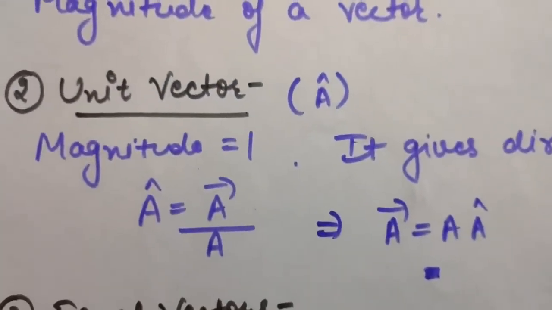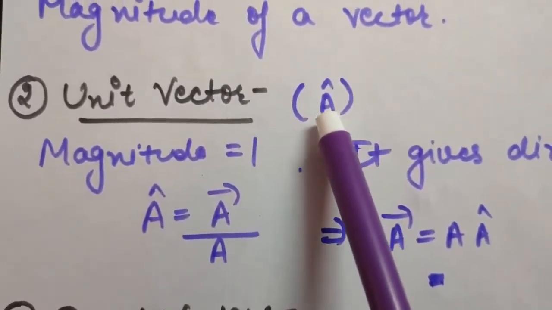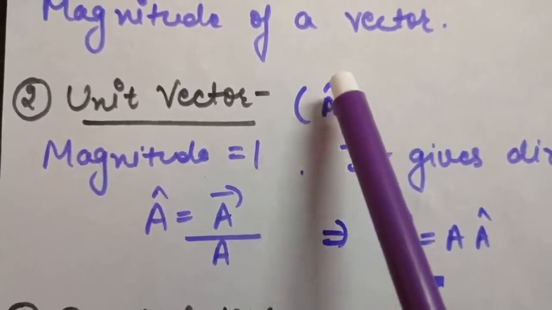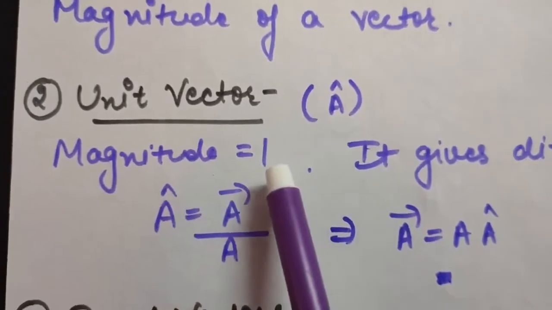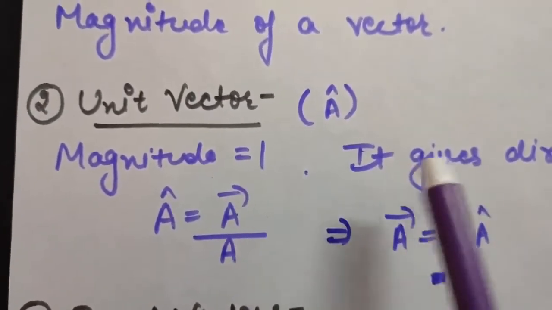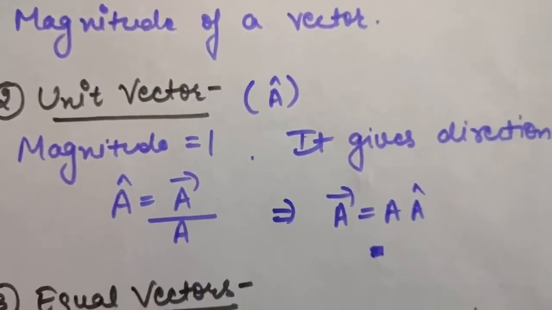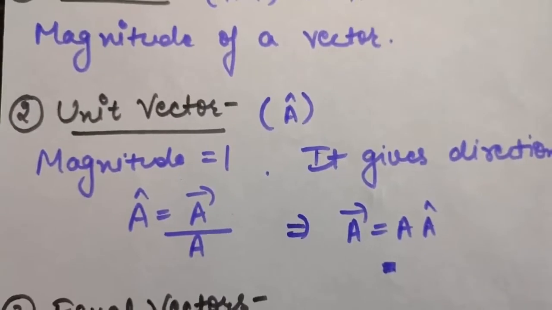Next is the unit vector. A unit vector is represented by a simple alphabet with a cap on it, and we call it a cap. A unit vector is that vector which has a magnitude of 1, and it tells about the direction of any vector.